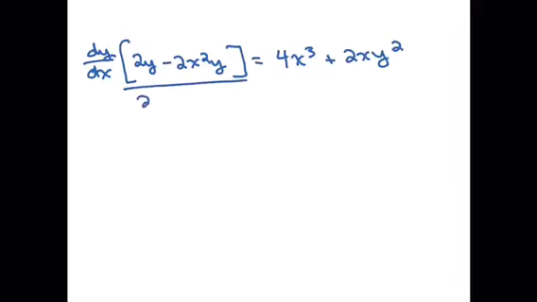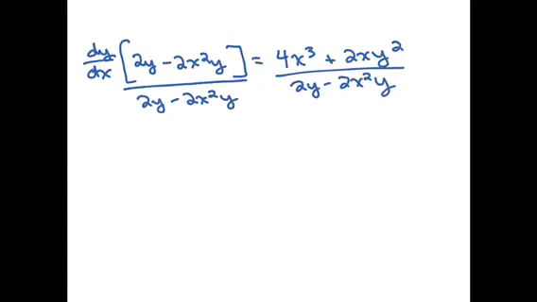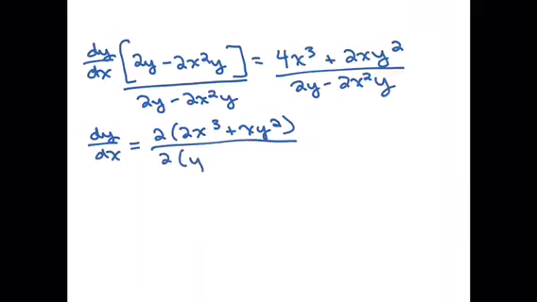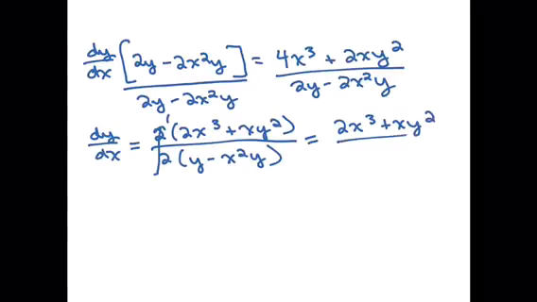We'll divide both sides by what's in the brackets. And as I do this, I notice that there is a 2 in common to every single term. So we'll simplify our derivative by factoring out a 2. And 2 over 2 will go to 1, leaving me with 2x cubed plus xy squared over y minus x squared y.